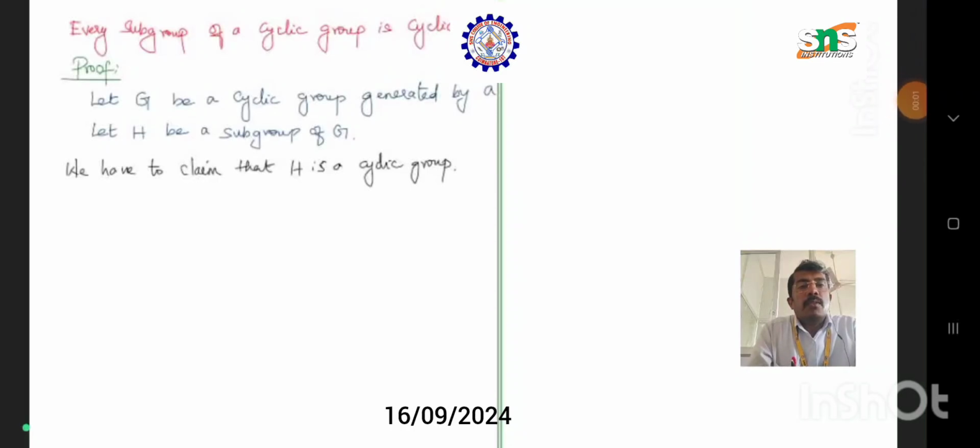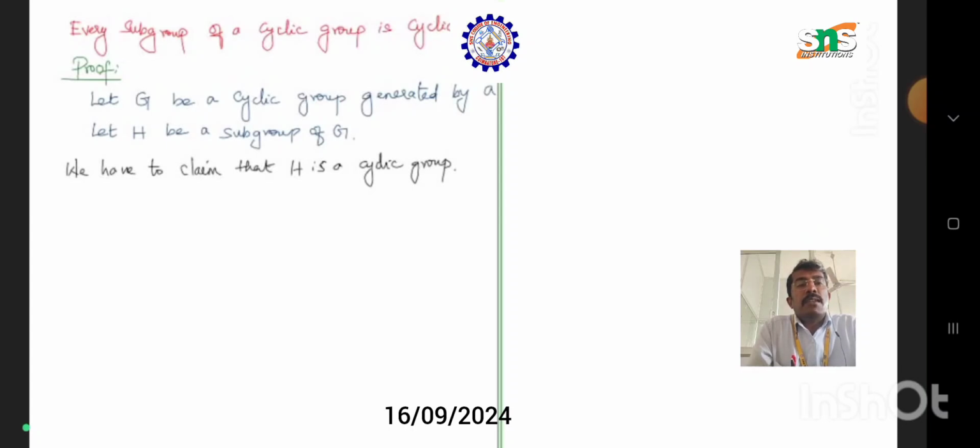Hello everyone. So in this discussion we are going to talk about cyclic group subsets. That is, we are going to work on subgroups of a cyclic group, and we are going to say that every subgroup of a cyclic group is cyclic. So we are going to work on the proof of the theorem that a subgroup of a cyclic group is cyclic.